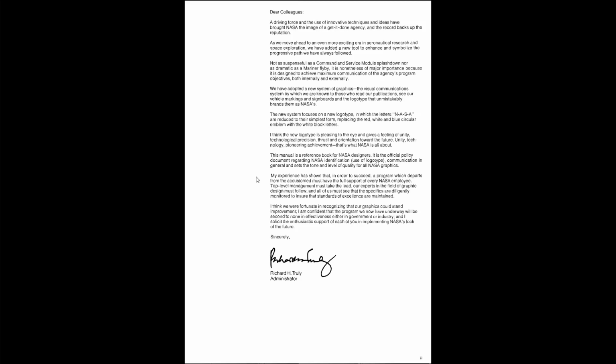He says, my experience has shown that in order to succeed, a program which departs from the accustomed must have the full support of every NASA employee. Top-level management must take the lead. Our experts in the field of graphic design must follow, and all of us must see the specifics and diligently monitor to ensure that standards of excellence are maintained. God, this is so applicable to today, probably even more so, because so many different people now have the power to change the graphic brand of an organisation because of how easy it is now to reproduce things yourselves. Whereas back in this era, technologically, it was very difficult to reproduce anything.